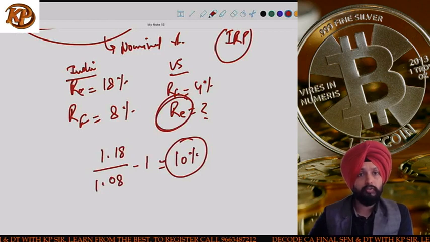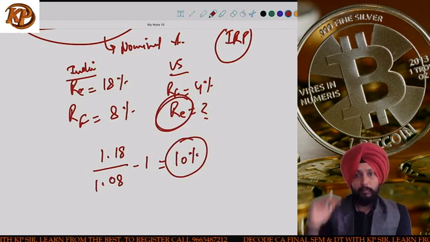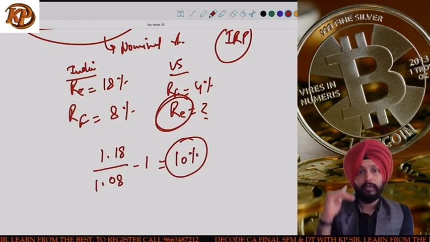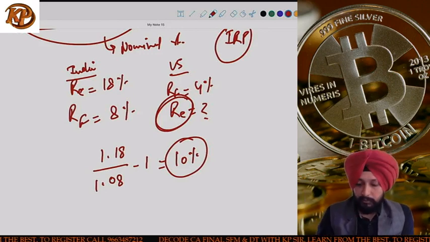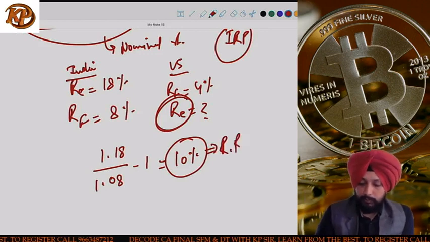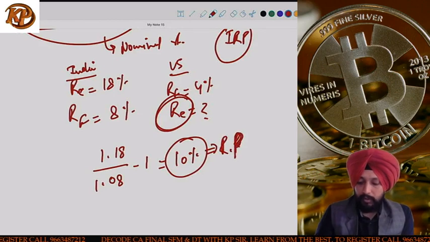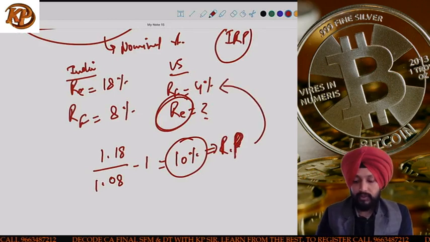Suppose, don't go on to solve this. Suppose in India, if from the required rate of return I remove the risk-free nominal rate, required rate of return minus risk-free nominal rate, I'll get the risk premium. This is my risk premium. This risk premium, guys, if I incorporate in the risk-free rate of US, I can get RE.